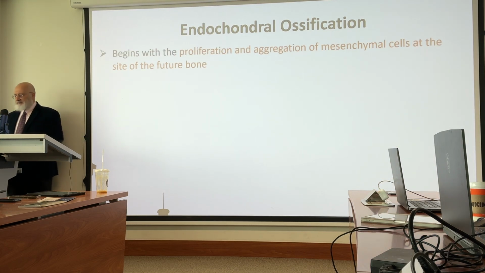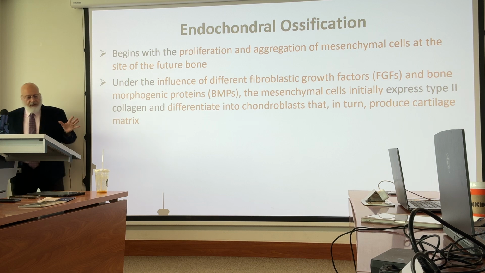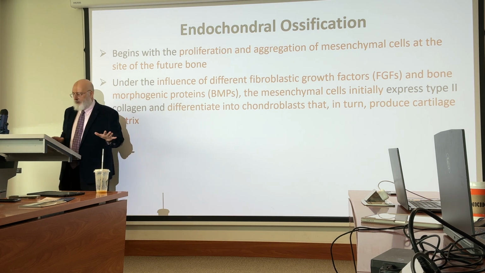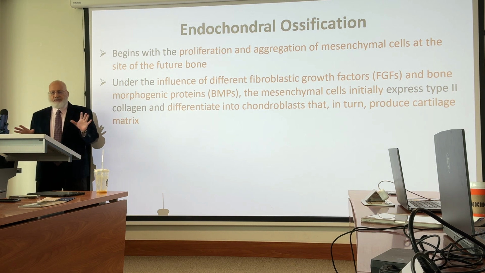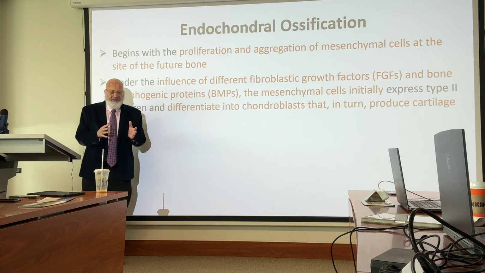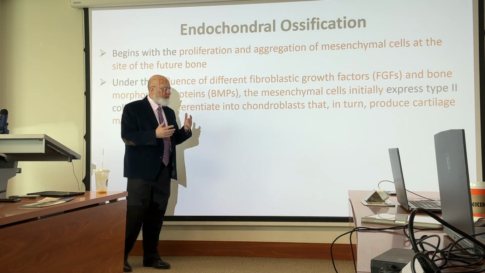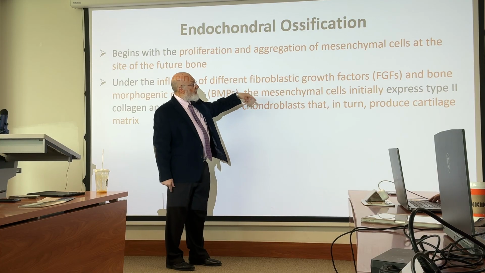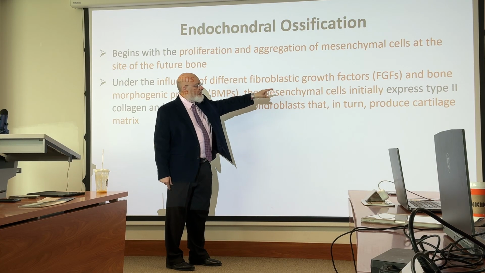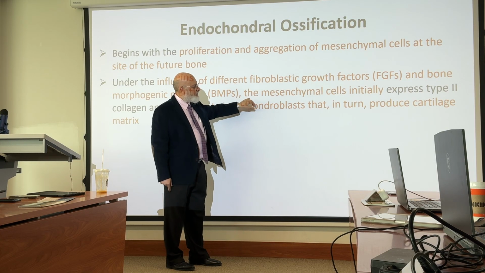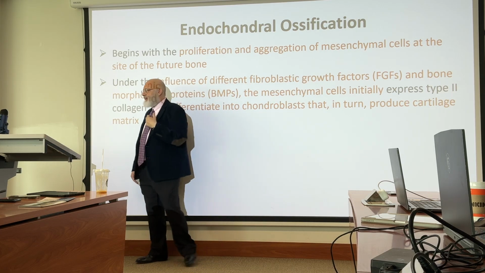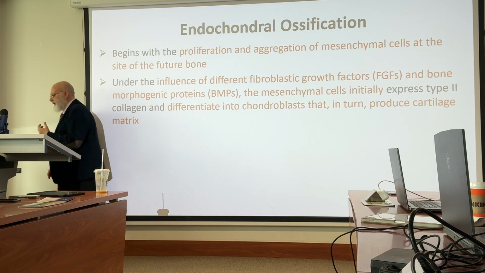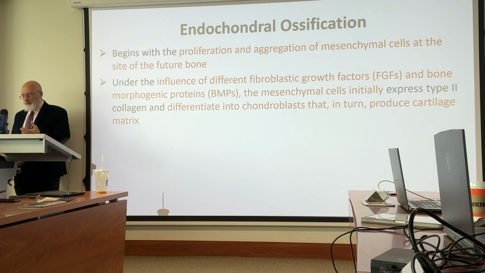In endochondral ossification, the mesenchymal cells also aggregate at the sites which are supposed to be the long bones, but under the influence of certain things. Mesenchymal cells can do many, many things, and each has its own direction. So for endochondral ossification, we have fibroblast growth factor and bone morphogenetic protein. Both of these are signals that tell mesenchymal cells, no, don't make bone now, make cartilage.